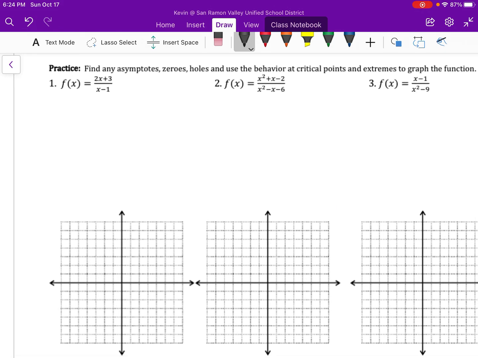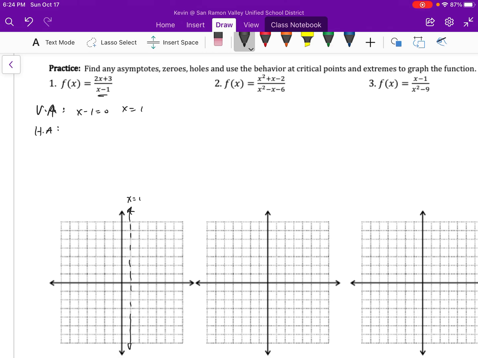So we have (2x + 3) over (x - 1). Vertical asymptote, we just call that VA for brevity. Our vertical asymptote, again, we look at the denominator, so x - 1 = 0, x = 1. Go ahead and draw that in. x = 1.